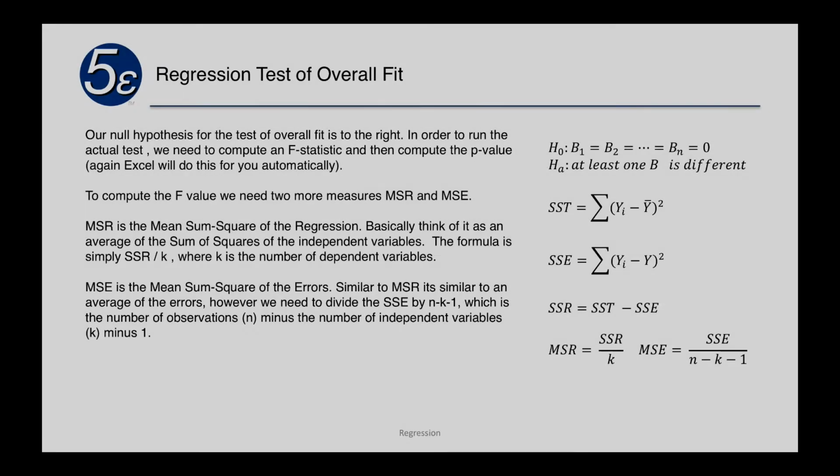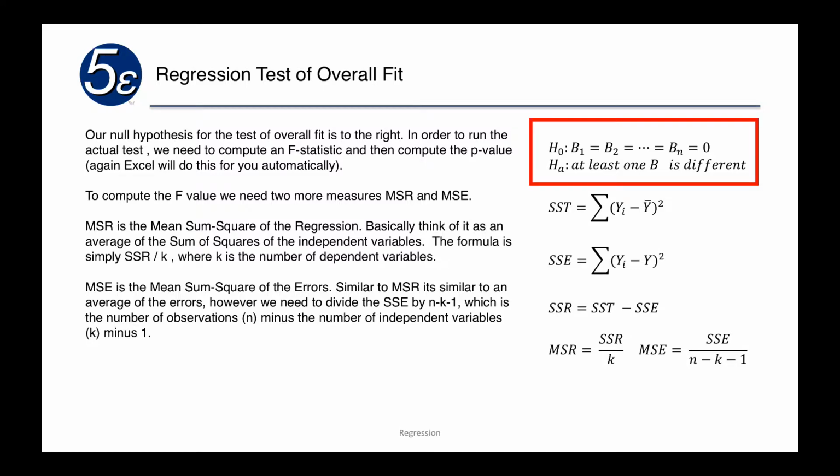So now, we're going to set up a hypothesis test, and we're going to use an F-statistic to compute the p-value. Again, Excel will do this automatically for us, but let's understand how this works. The null hypothesis for the test of the overall fit is that all of the betas are equal to 0, and the alternative hypothesis says that at least one is different.